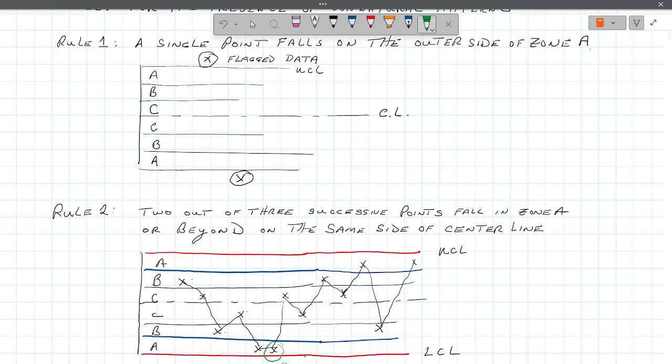Do you see the other one? Where is it, Zach? On the right side. The right side, the last point here, right? So that's a violation of rule 2. See how that one plays out?